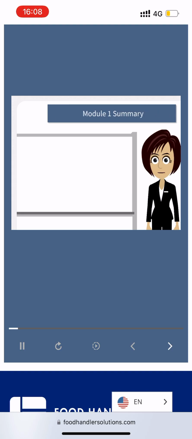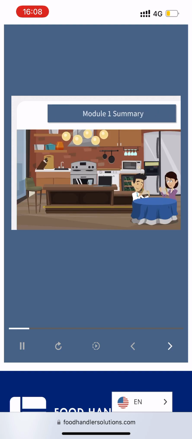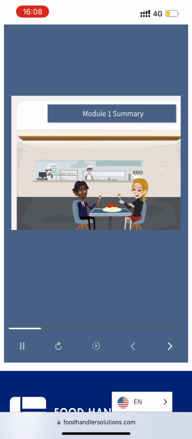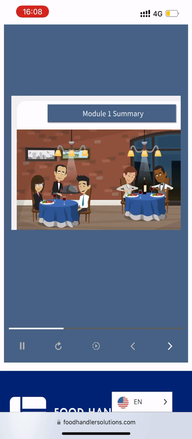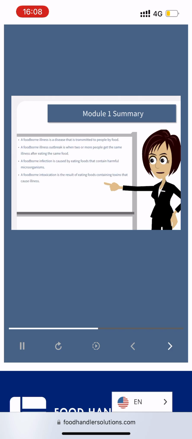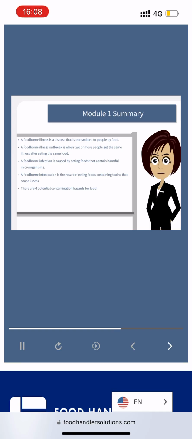Module 1 Summary. A foodborne illness is a disease that is transmitted to people by food. A foodborne illness outbreak is when two or more people get the same illness after eating the same food. A foodborne infection is caused by eating foods that contain harmful microorganisms. A foodborne intoxication is the result of eating foods containing toxins that cause illness. There are 4 potential contamination hazards for food: biological, physical, chemical, and cross-contamination. Food handlers following proper food safety practices have a huge impact on the health and safety of the public.